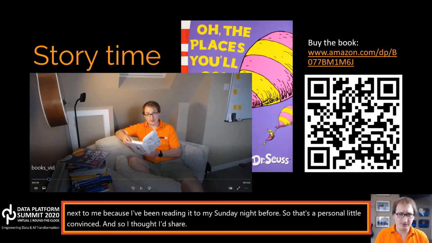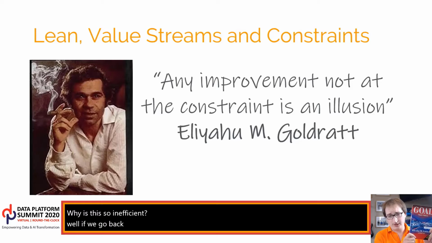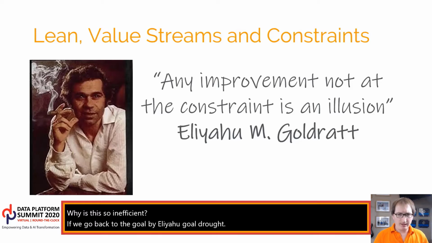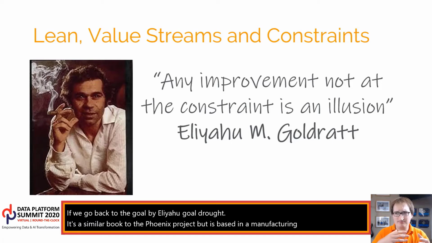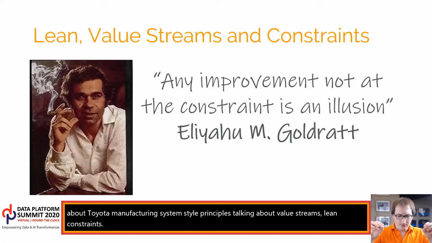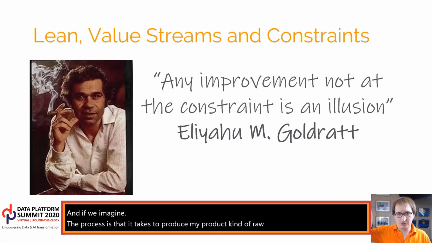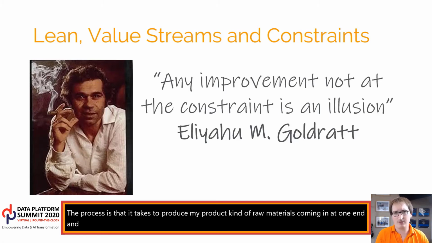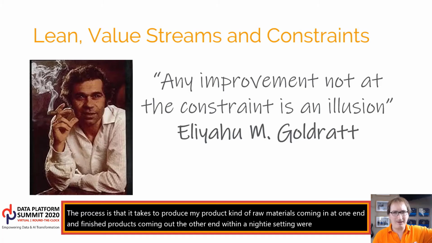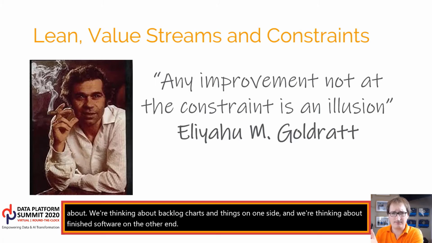Why is this so inefficient? Well, if we go back to The Goal by Eliyahu Goldratt, it's a similar book to the Phoenix Project, but it's based in a manufacturing setting, and it's all about Toyota manufacturing system style principles, talking about value streams, lean, constraints. And if we imagine the processes that it takes to produce my product, kind of raw materials coming in at one end and finished products coming out the other end, in an IT setting, we're thinking about backlog charts and things on one side, and we're thinking about finished software on the other end. And there are various different things that have to be done along the way.